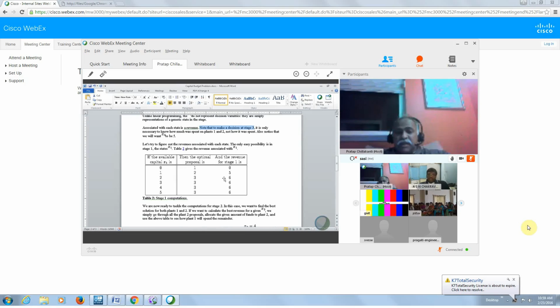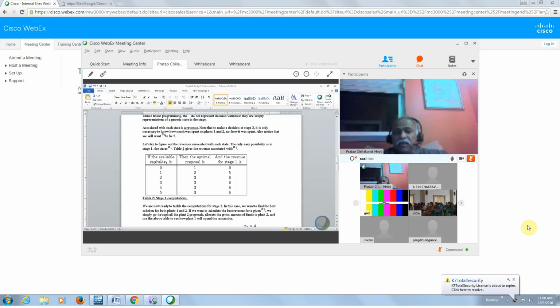The way to capture all that is the table here. So this is the stage 1 table. Stage 1, plant 1, if it gets 0, then what is the optimal proposal? Then they get 0 value, right? So if you allocate 1, then you see what proposal is optimal, and then you can see the revenue, depending on how much you allocate. Got it? Is there anyone who does not understand this table here? I can explain it in a little bit more detail.